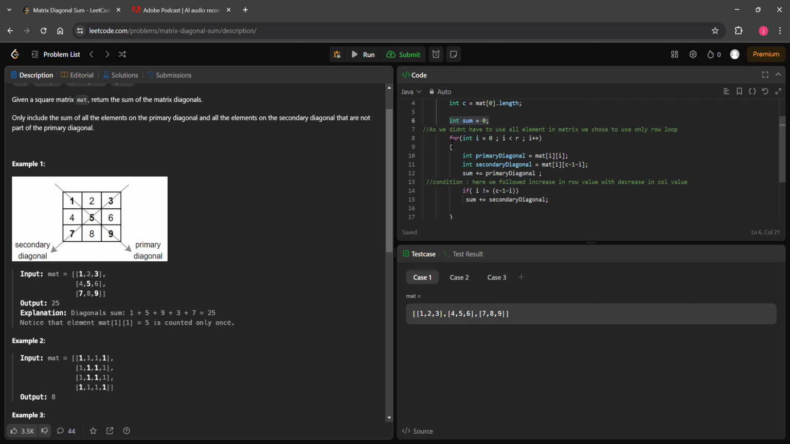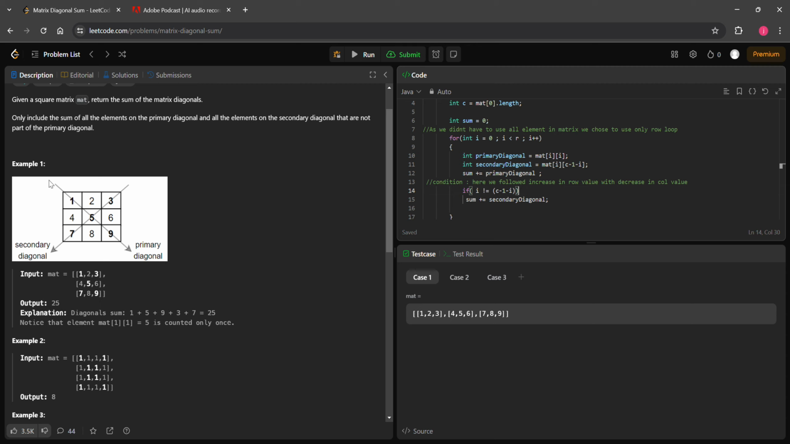So what I did, I initialized the row. I said start from 0 of the row and increment it one by one. So what is it? Initially, I need the primary diagonal sum. So how can I get the primary diagonal sum? If you come to the left-hand side, look at the photo. What are the primary values?